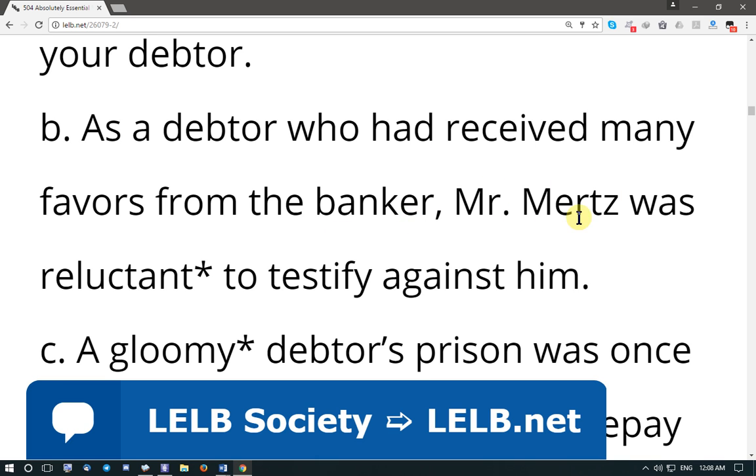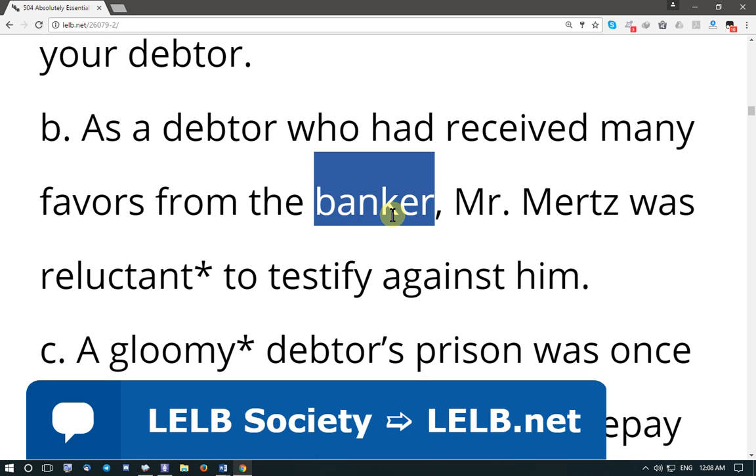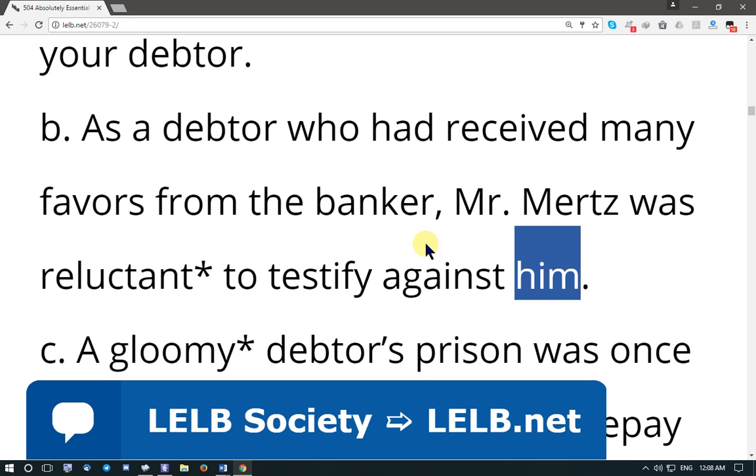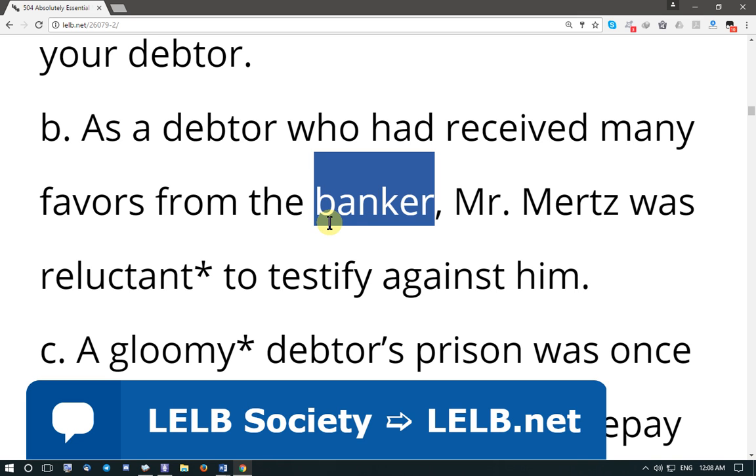Mr. Mertz was reluctant or unwilling to testify against him, perhaps in the court of law, for example, to not talk on behalf of, or because of, the banker. We don't know his name. So the banker had been really nice to Mr. Mertz, perhaps giving him some financial rewards and so on and so forth. And therefore, Mr. Mertz could not just testify against the banker.